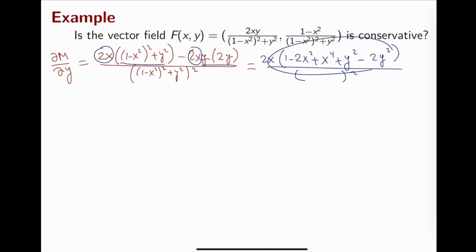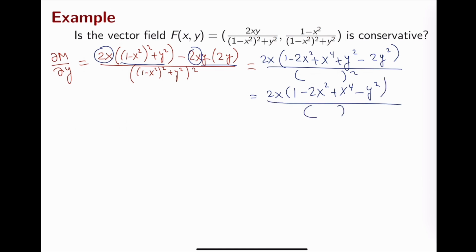So let's keep simplifying what we have inside here. This is going to be equal to 2x times, let's put together, 1 minus 2x squared plus x to the 4, and here y squared minus 2y squared, this is just minus y squared, and divided by the whole denominator. Okay, so this is the derivative of m with respect to y.